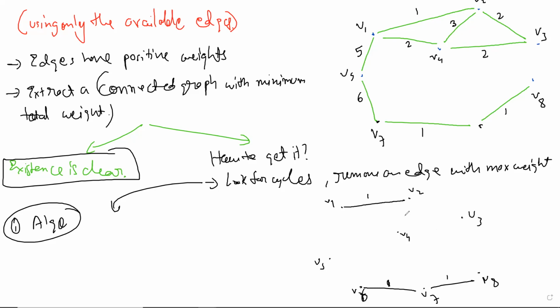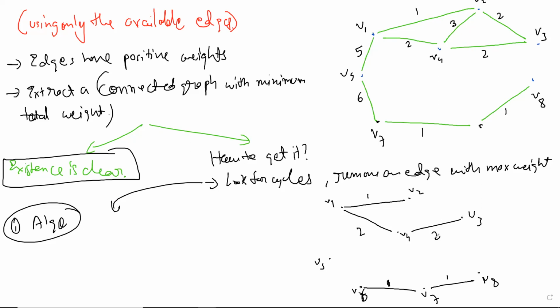Let's just run this completely. Next, this v1, v4 comes in. Because it has weight 2, the 2 is the next one. So we put it. Next, v4, v3 comes in, weight 2. Oh, but this is forming a cycle. So v2, v3 comes in, it has weight 2, but we don't take it because it forms a cycle.